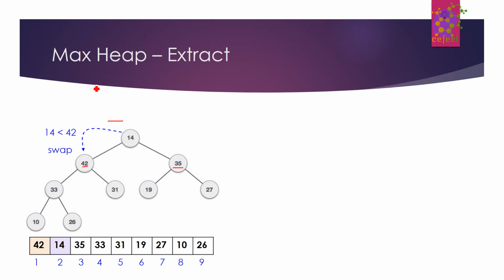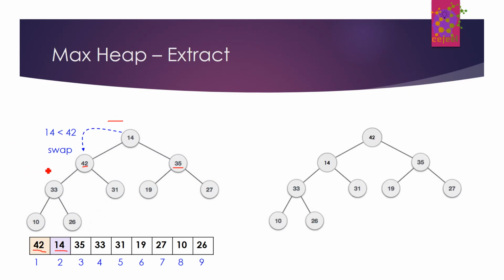Once we do the swap, this is how the array looks. So 42 and 14 are now swapped, and the tree will look like this, which means 42 now becomes the root and 14 now becomes the child. We have restored the heap property here, but we are still not done. Why? Because 14 might still be violating the heap property with respect to its children, and hence we have to repeat the same process with 14 and its children. So what are the new children of 14? The new children of 14 are 33 and 31, and the maximum of those is 31.